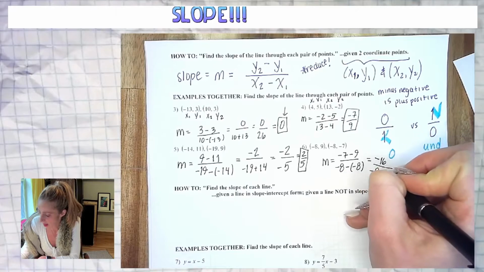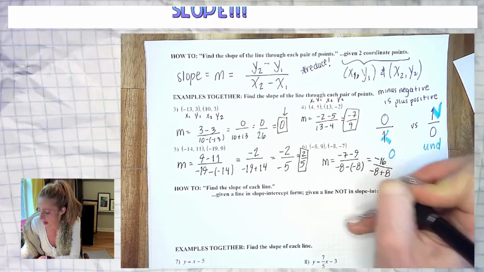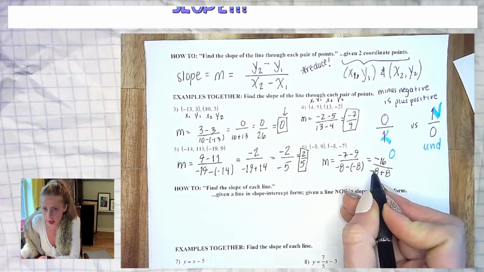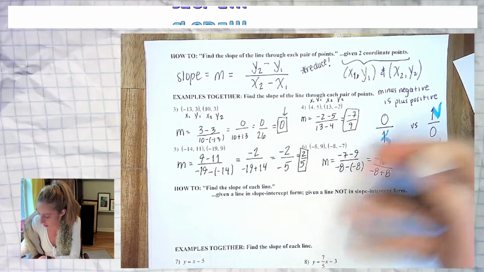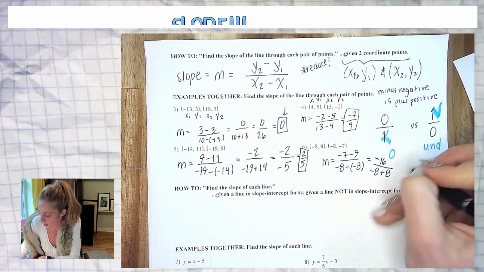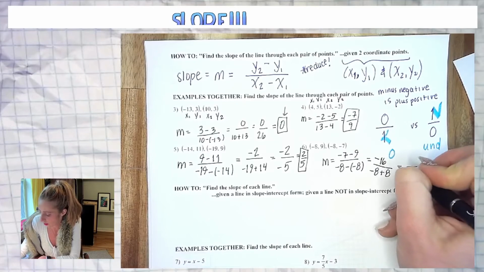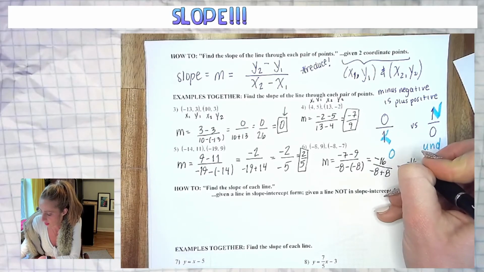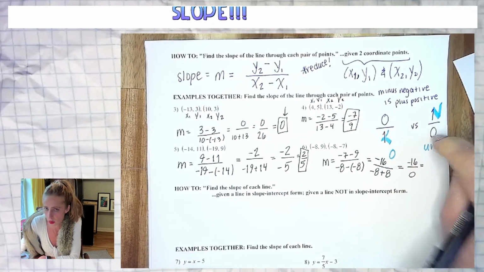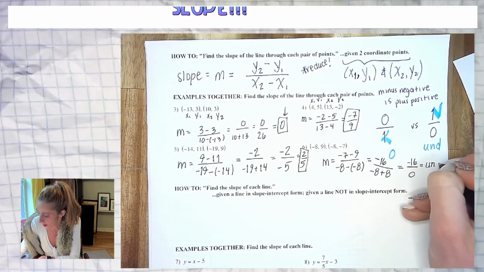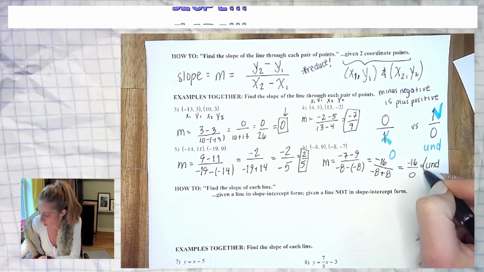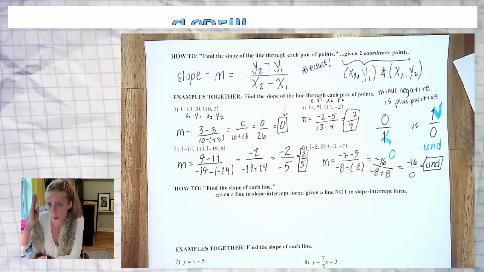Negative 8 minus negative is plus 8. You were in a hole 8 feet and you filled it up with the dirt 8 feet. So you filled up the hole. It's all taken care of. You got no hole anymore. Negative 16 over 0? No. That means undefined. The slope is undefined. Undefined slope, it's for a vertical line in case you forget.